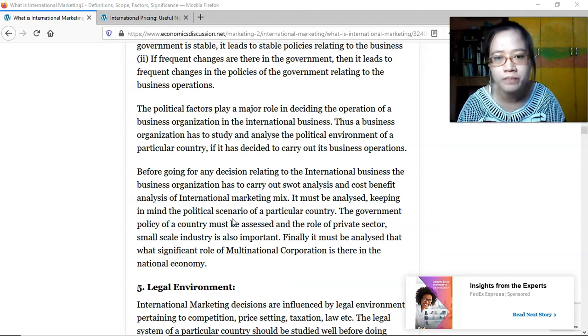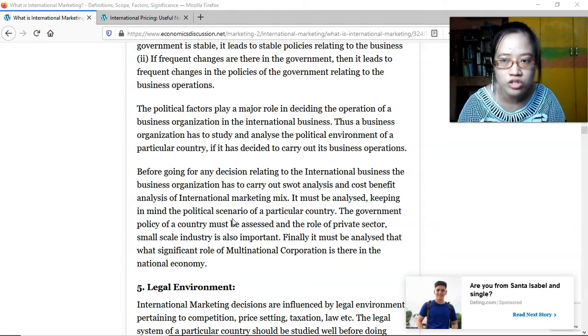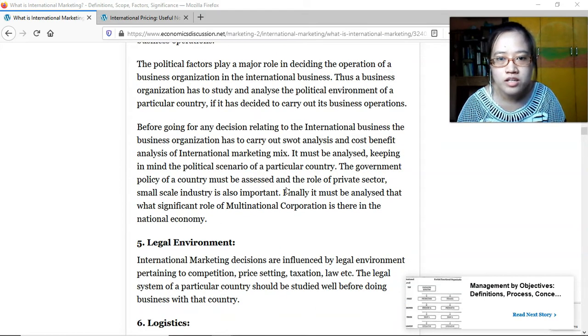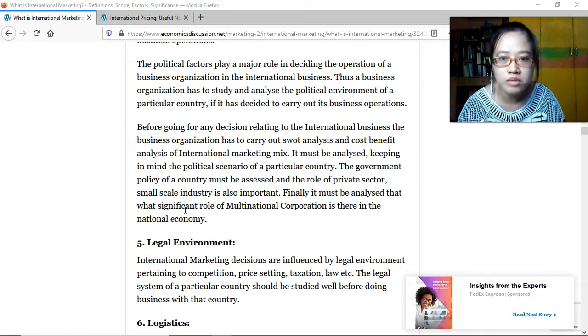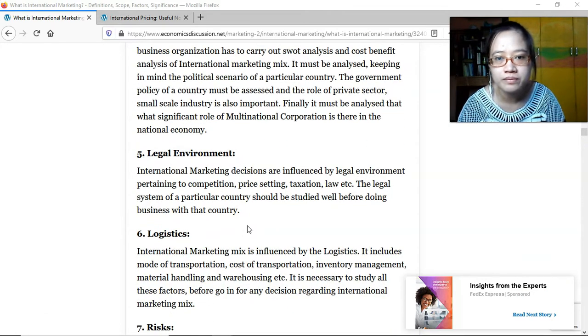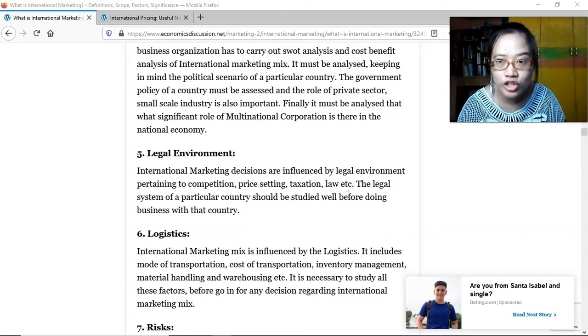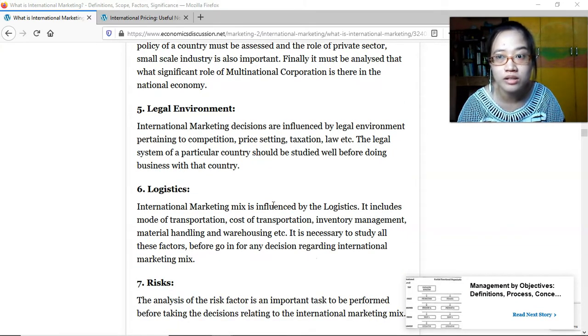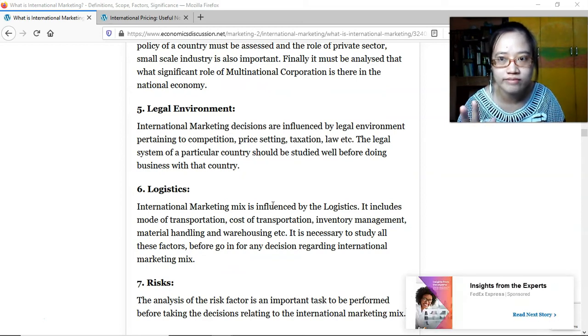Even locally, we still watch the political situation to ensure that the particular laws or bills being proposed would not adversely affect the business. It must be assessed, and the role of the private sector and small-scale industry is also important. It must be analyzed what significant role multinational corporations play in the national economy. Legal environment pertains to competition, price setting, taxation, and laws. The legal system of a particular country should be studied well before doing business with that country. You don't want to be penalized by the government, to be thrown into jail, things like that.